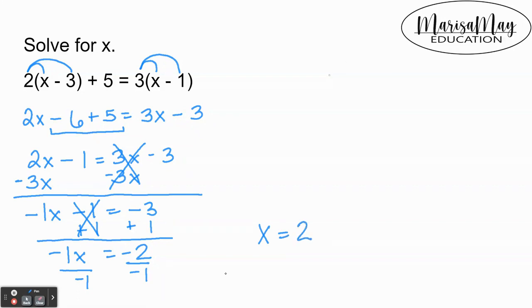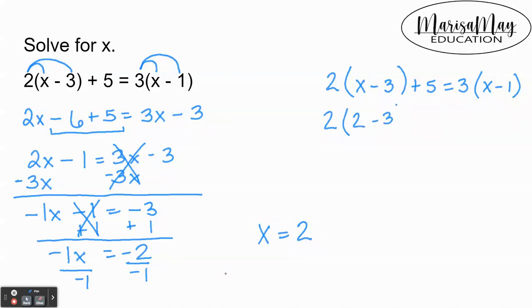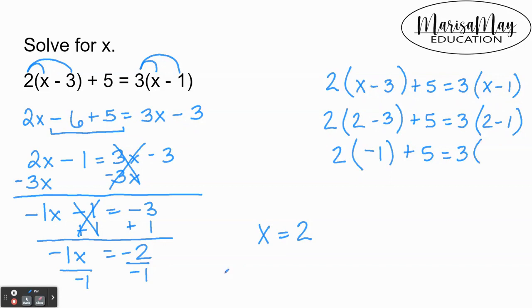Now, if you want to go and check your solution, you can take the original equation here, and you can substitute in 2 for the x. So here in the parentheses where you have x minus 3, you would now have 2 minus 3. And over here on the right where you have x minus 1, you would now have 2 minus 1. And what you want to do is to see if you get the same on both sides. So inside of this parentheses on the left, 2 minus 3 would give us negative 1. And over here on the right, 2 minus 1 would give us 1.